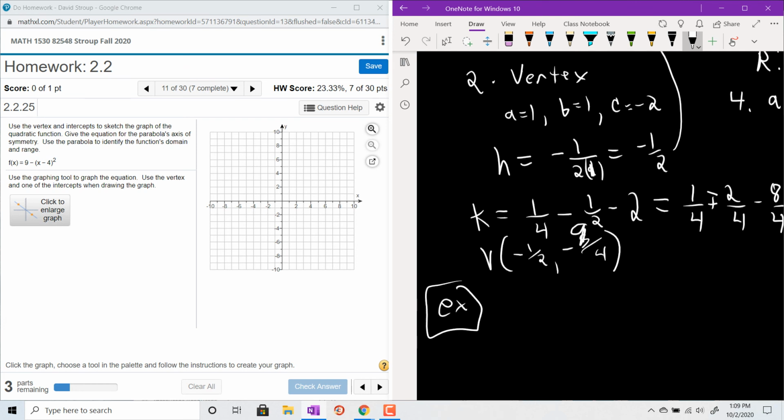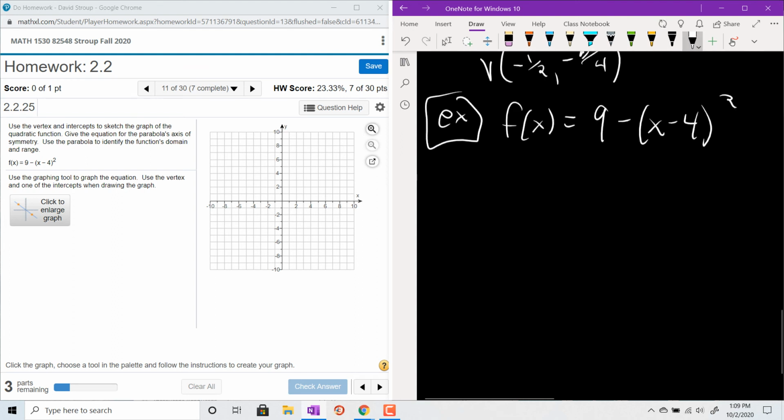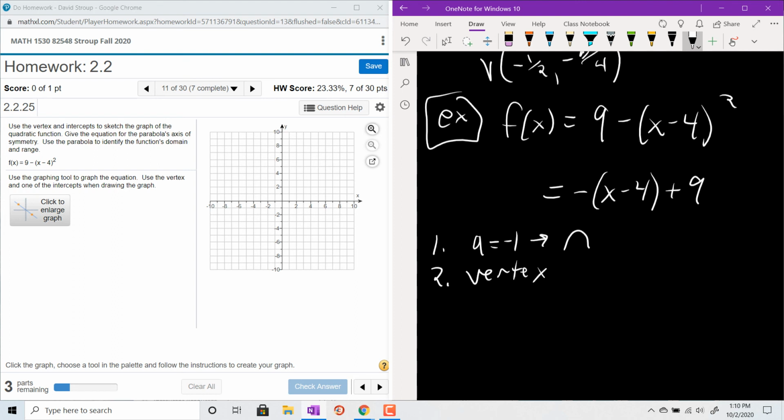The example they're giving us is f of x equals 9 minus (x minus 4) squared. So this time it's in the vertex form, and we can zip through this one. You probably want to rewrite it so it's more identifiable. The a value is negative 1, and that tells me it's a sad face parabola. The vertex, you can read directly off of it. You take the opposite sign of the negative 4, so that would be 4, and then the same sign as the next guy, so 4, 9.